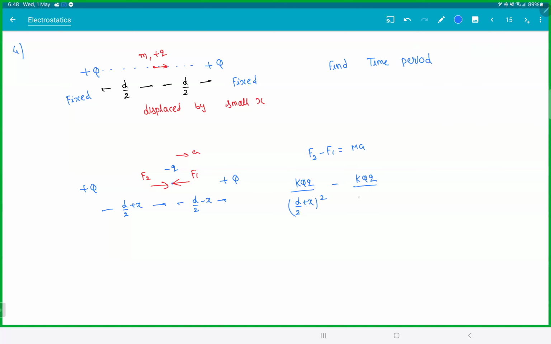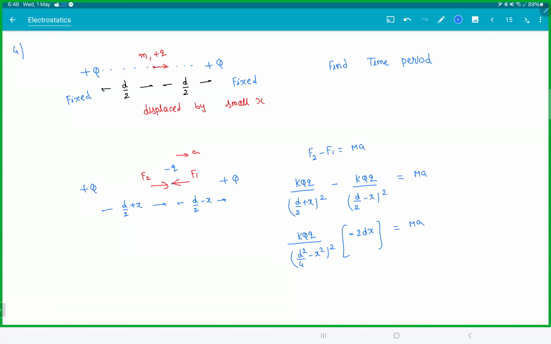Minus kqq by (d/2 minus x) whole square is equal to ma. You can cross multiply. Take out that kqq common. The denominator becomes (d square by 4 minus x square) whole square. If you see the numerator, that became (a minus b) whole square minus (a plus b) whole square. So the a square and b square terms will cancel, and you'll be left with minus 2dx is equal to ma.